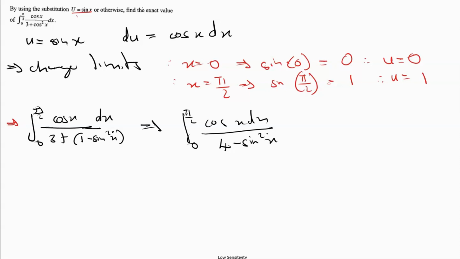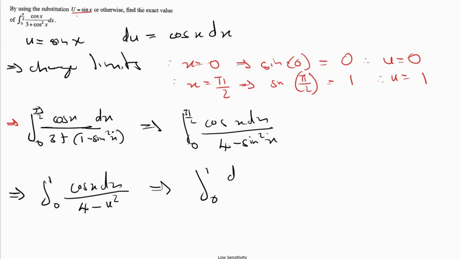Right, so cosine x dx is similar to du. 4 minus sine squared x, we can substitute u as sine x. So we can rewrite this as our upper limit is 1, our lower limit is 0, cosine x dx over 4 minus u squared, since sine x is equal to u. Therefore, we can rewrite this as from 0 to 1.